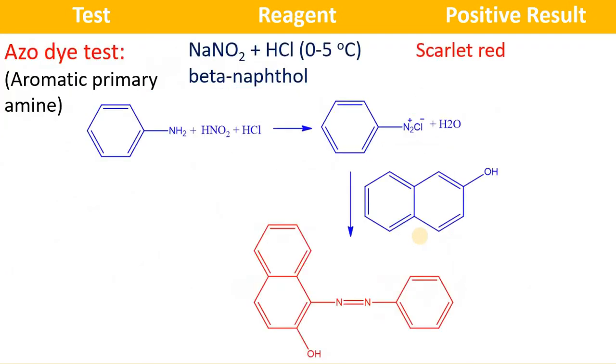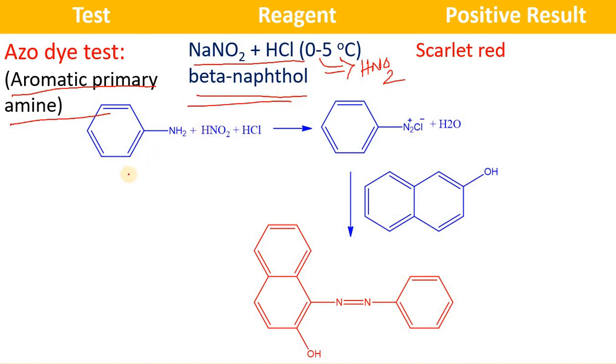The next one is azodye test. This one is used to distinguish aromatic primary amine. You can identify only aromatic primary amine. You cannot identify aliphatic primary amines by using azodye test. The reagent is sodium nitrite and HCl. Here there is a formation of HNO2. And also you use beta naphthol.